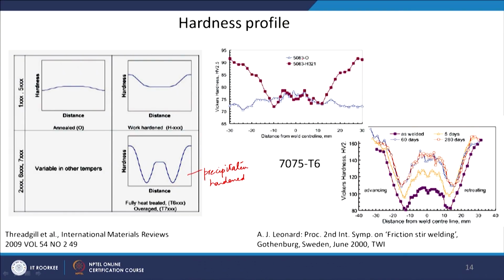So, in the 5083 fully annealed condition, you can see the hardness is more or less the same, and maybe there is a slight increase in the hardness in the process zone. For a work hardened material 5083, which is cold worked before doing processing, the first one was only the annealed one. So, for the work hardened one, you can see a large reduction in the hardness because of the removal of dislocations through recovery and recrystallization processes.